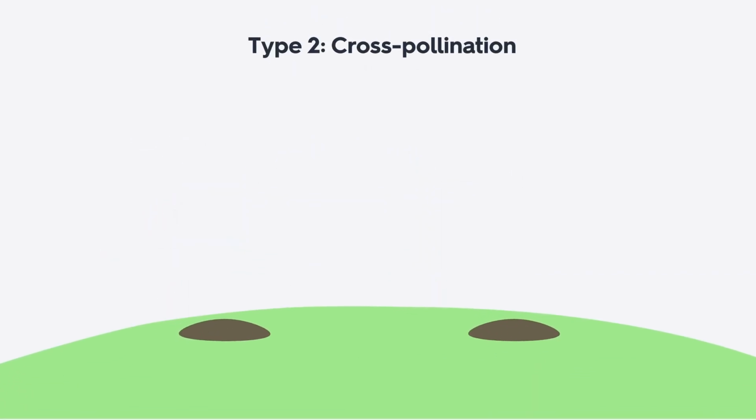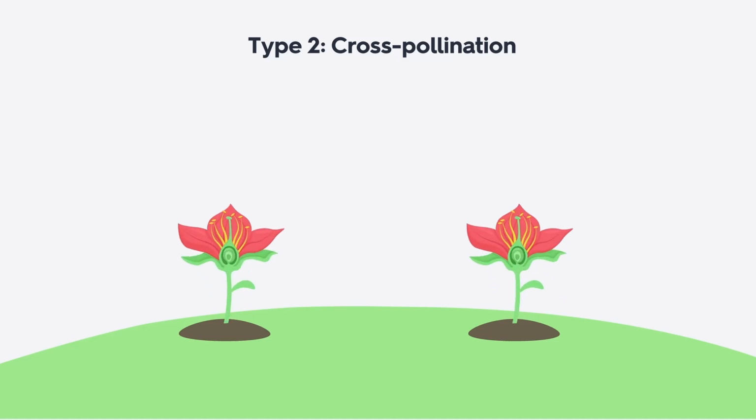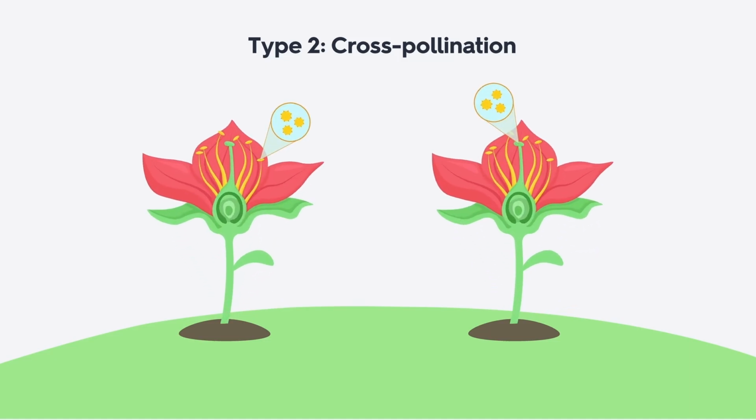The second type works differently. Cross-pollination happens when pollen moves from a flower on one plant to a flower on a different plant of the same species. In other words, the pollen goes to a neighbor, not back to the same plant.